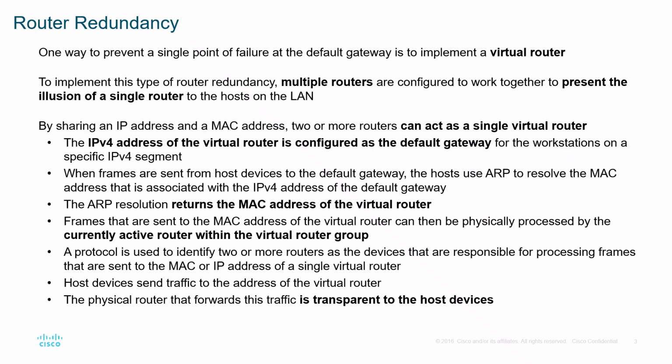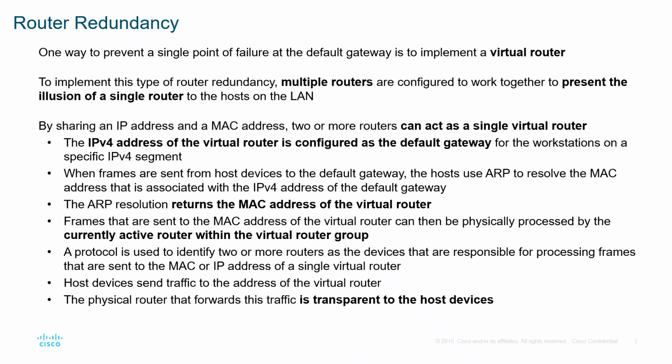One way to prevent a single point of failure at the default gateway is to implement a virtual router. To implement this type of redundancy, multiple routers are configured to work together to present the illusion of one single router. In essence, you create a group of routers. By sharing an IP address and a MAC address, two or more routers can act as a single virtual router. The IP address of the virtual router is configured as the default gateway for the workstations on a specific IPv4 segment.